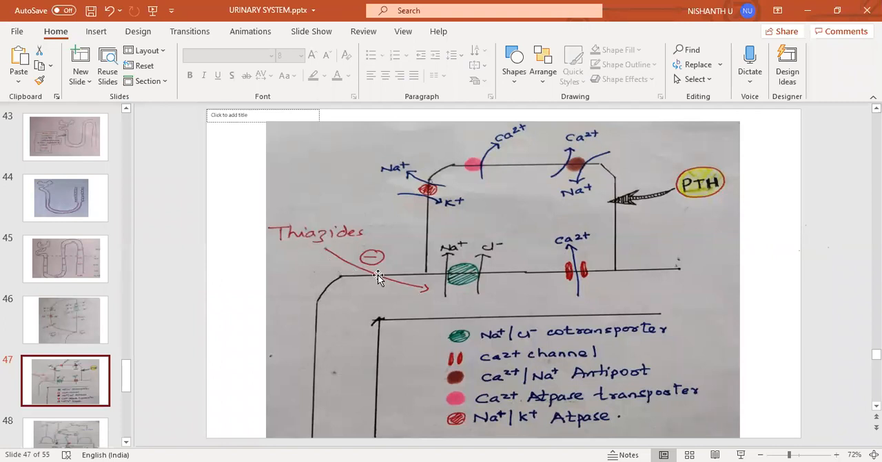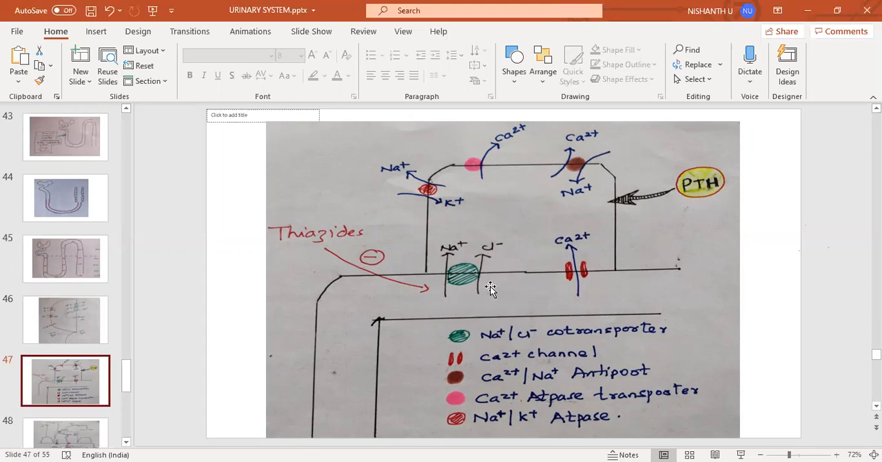And this thiazide, what it will do, it will block or inhibit the sodium chloride co-transporter. By blocking this sodium chloride co-transporter, sodium and chloride will get eliminated from the body. Remember, it is not disturbing the calcium. It is disturbing only sodium and chloride.